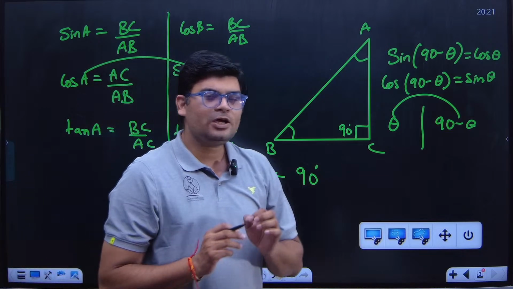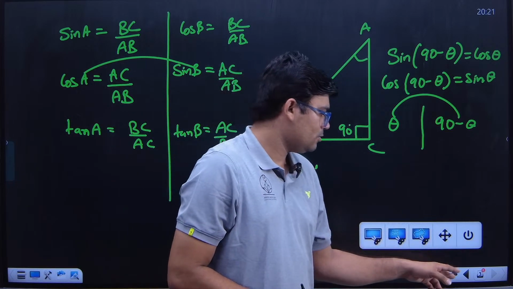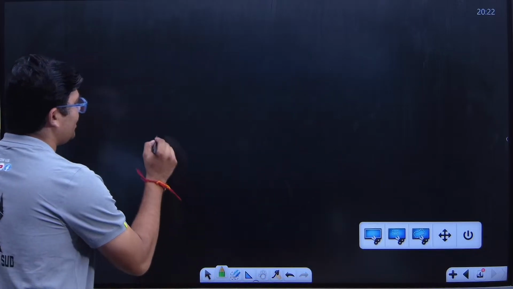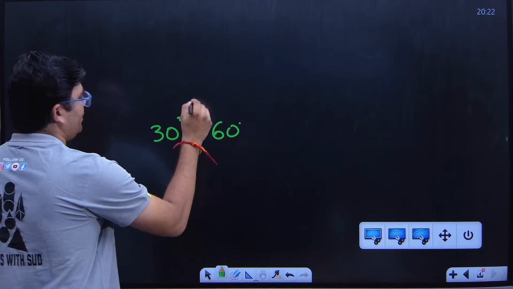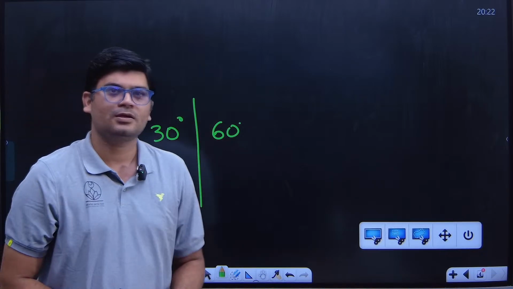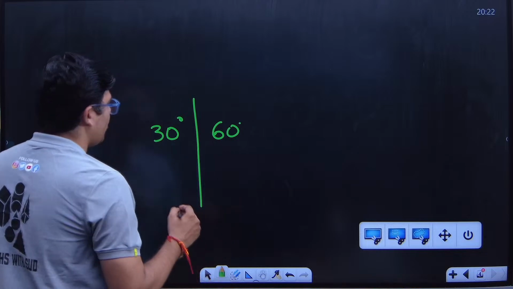You have to be very quick in making 90 degree angles. Let's play a game now. If I say one of the angles is 30 degrees, the other angle is 60 degrees. You have to tell me the complementary of the angles. Okay? I will teach you how it is to be done.